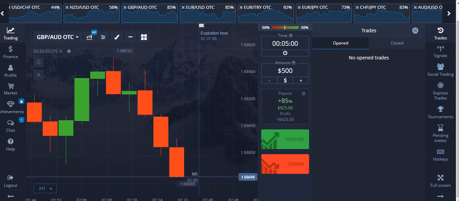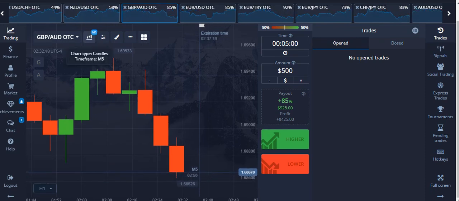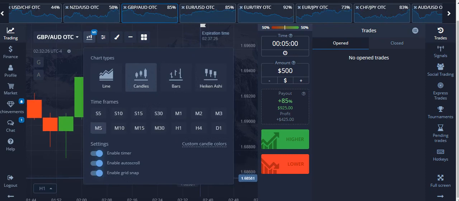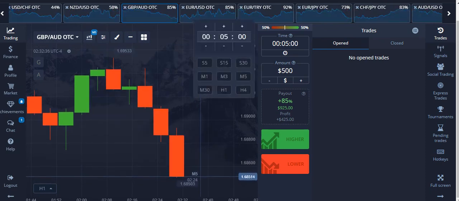Okay, we're on the platform Pocket Option, trading OTC pairs, as you see on the top. Basically, in order to get them set up, the first thing we want to do is set our candles to regular candles, 5 minute time frame. So each candle is 5 minutes. And we also want our trade time to be 5 minutes, so our trade expiry to be 5 minutes.